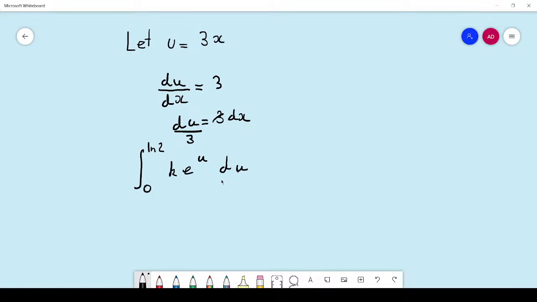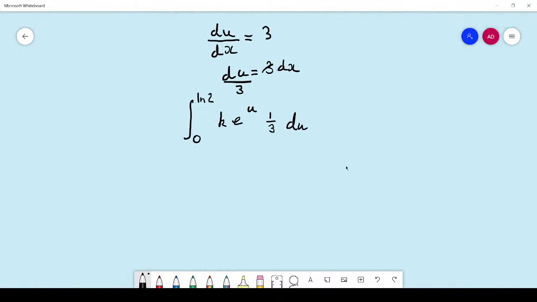Du, and this is on 3. Let's actually, instead of writing that, make it more obvious. Let's write 1/3 du. Right. Now this here is just a number multiplying, so that means we can bring it out front. We can also bring the k out front of this integral, because it's with respect to u, and these two are just constants.